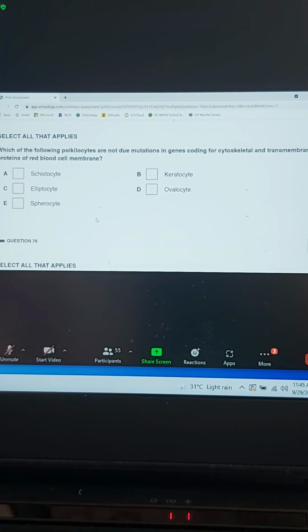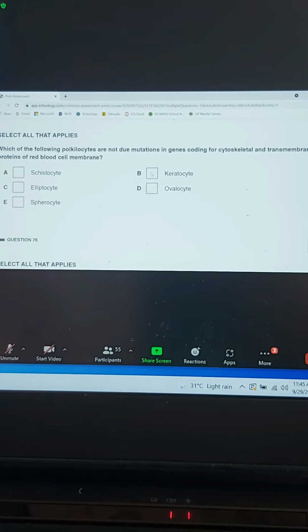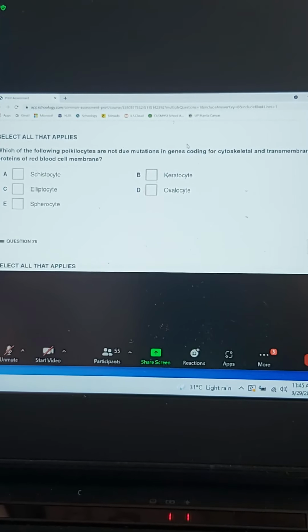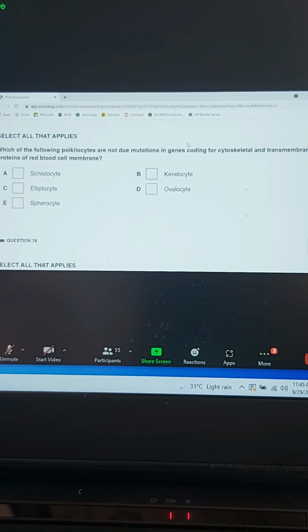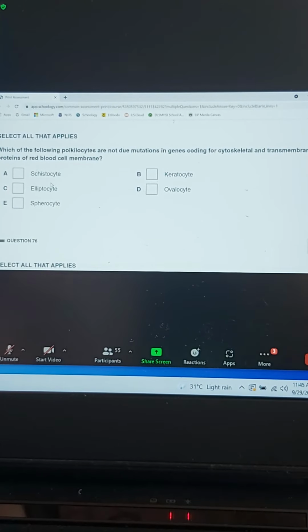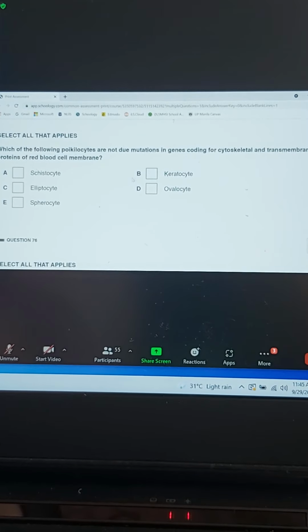Which of the following poikilocytes are not due to mutations in genes coding for cytoskeletal and transmembrane proteins of the red blood cell membrane? A and B. Letter A po saka B. Okay, so letter A and letter B, because they are associated with intravascular hemolysis.